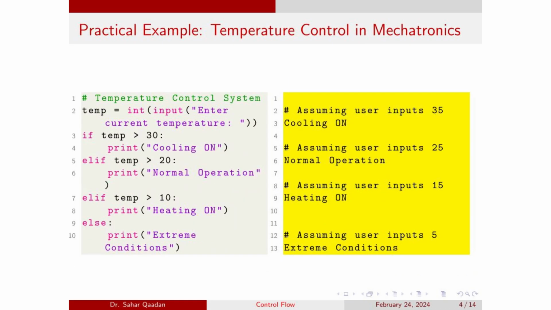Here we connect this to Mechatronics. Imagine a temperature control system. The code reads a temperature value. Then it decides: above 30, then cooling on; above 20, then normal operation; above 10, then heating on; otherwise, extreme conditions. This is exactly how many control systems begin. Read sensor, decide mode, output action. If you had a real system, what could cooling on mean? Fan, pump, compressor? Please pause the video, think, and answer.